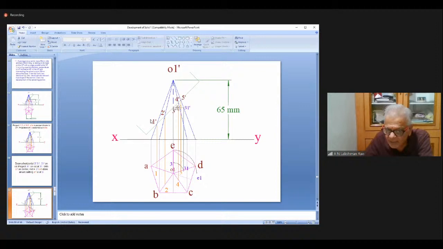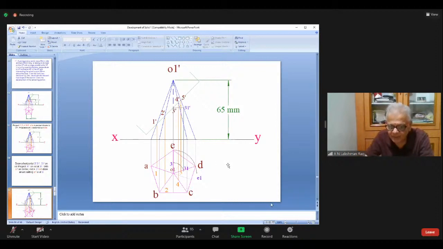Once again, from 3 dash, draw a parallel to XY up to 31 dash. 31 dash is on O1D. Therefore, project it, draw a perpendicular on O1D. It cuts at 31. With O1 as center and O1 31 as radius, draw an arc cutting at 3. If I draw a perpendicular from 3 dash, it would have cut at 3, but it is not cutting O1E. If I draw a perpendicular from 2 dash, it cuts O1B at 2. So I have drawn 3 dash to 31 dash, and 31 dash to 31. With O1 as center and 31 as radius, I draw an arc cutting at 3. 3 is the position where it would have cut. Now I have got all of 1, 2, 3, 4, 5.